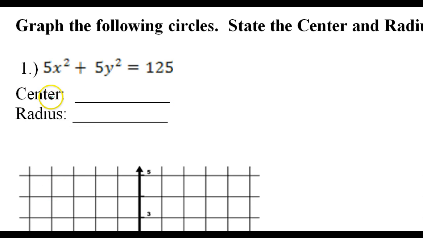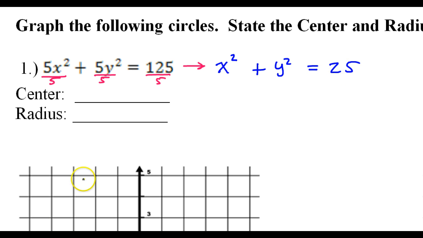So for number one, if I want to know what the center and the radius is, I need to divide everything by 5, so I'll just have x squared and y squared. So let's divide all of these by 5 and see what I get. That's going to make the equation become x² + y² = 25. Now this 25 is the radius squared. That means the radius must be 5. You can think of it as taking the square root of 25 if you want to find the radius.